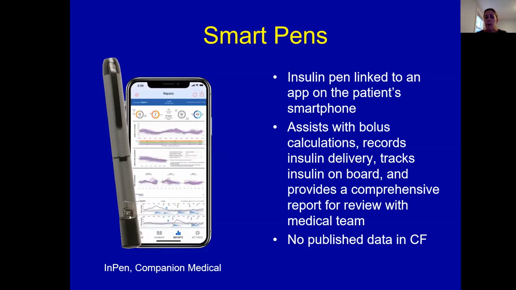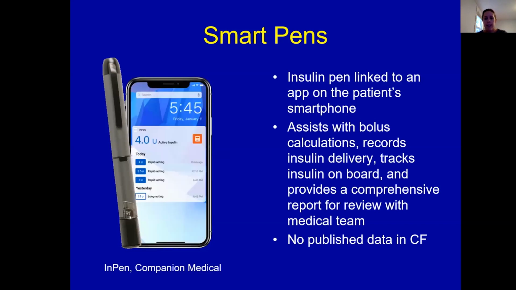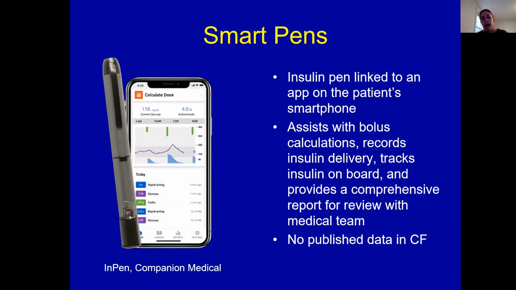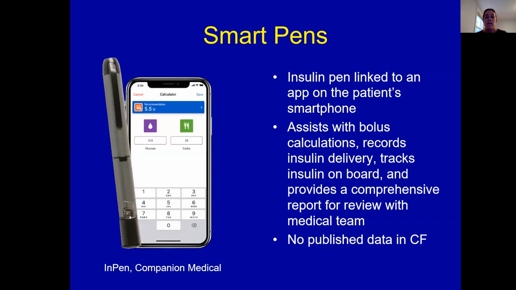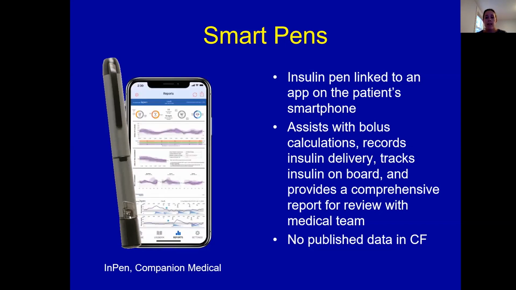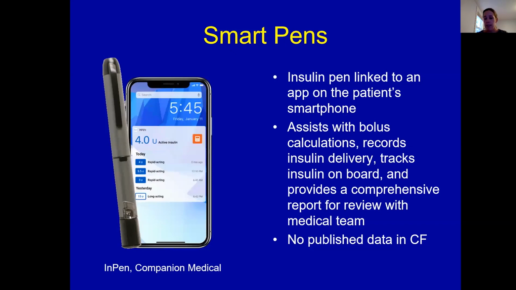There are no published data of smart pens in CF, but I will say that many of my patients have actually found the smart pen to be very helpful as they manage their diabetes.